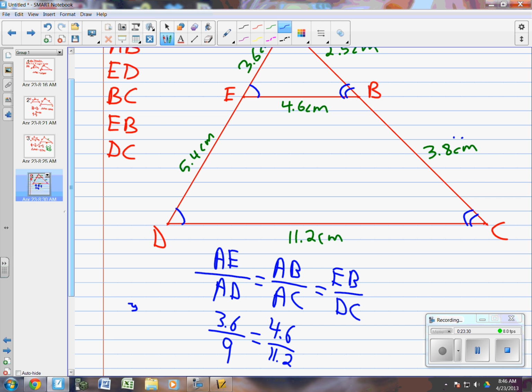Okay, so I need to cross multiply and see how close that came to measuring on these, okay? So go 3.6 times 11.2 in your calculator. Let's see how close we were. 3.6 times 11.2, cross multiply. 40.32. And 9 times 4.6. 41.4? That's pretty darn close. Considering the tools that we were using, that's close enough. Those should be proportional. So, we're going to do a couple of problems on the worksheet together.